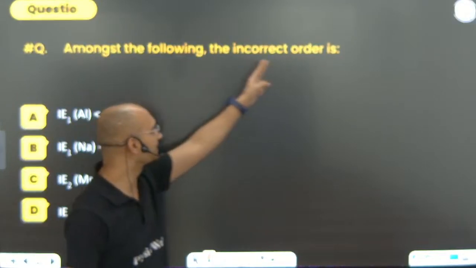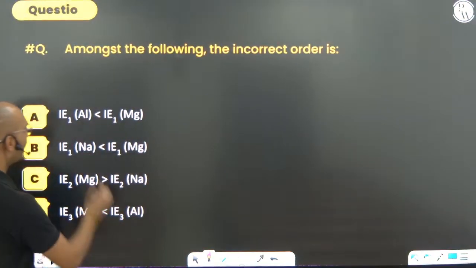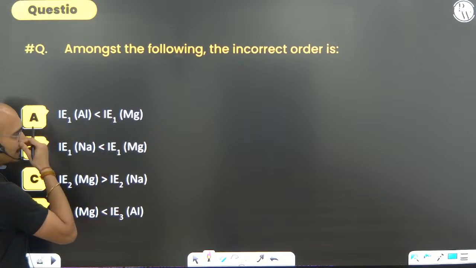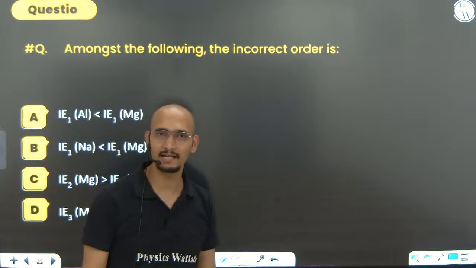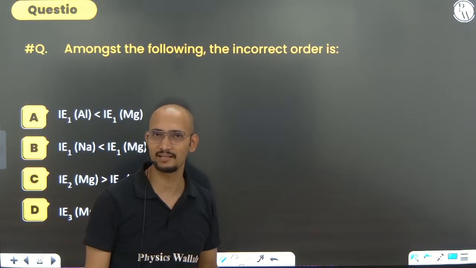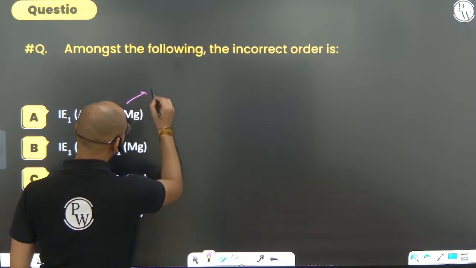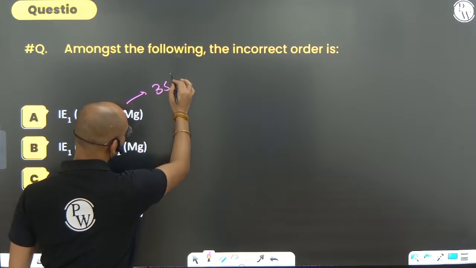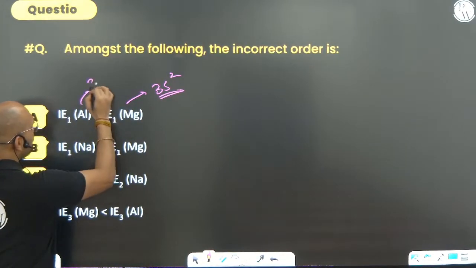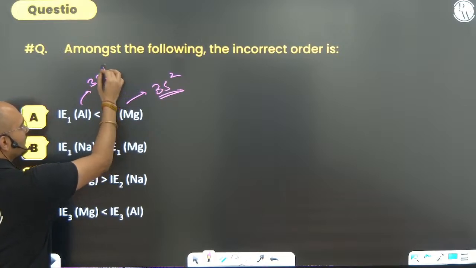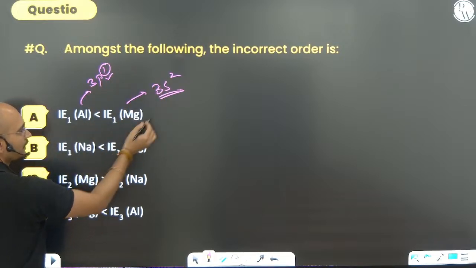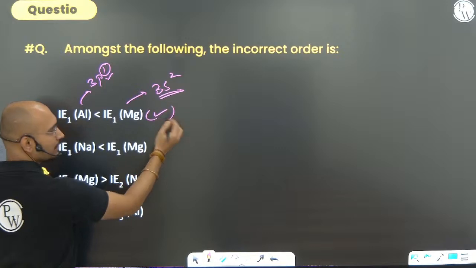Amongst the following, the incorrect order is: IE1 of aluminium is less than IE1 of magnesium. We all know that magnesium has higher IE1 than aluminium. The reason is, here it is 3s2, that is fully filled, while here it is 3p1. The 3p1 electron is easily removed than 3s2. So it is correct. Since it is correct, and the question asks for the incorrect one, we move on.